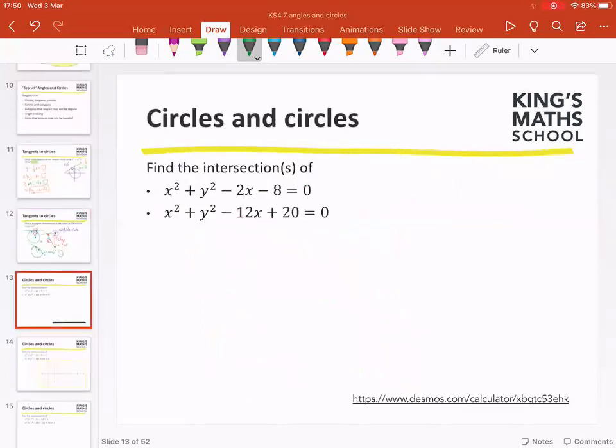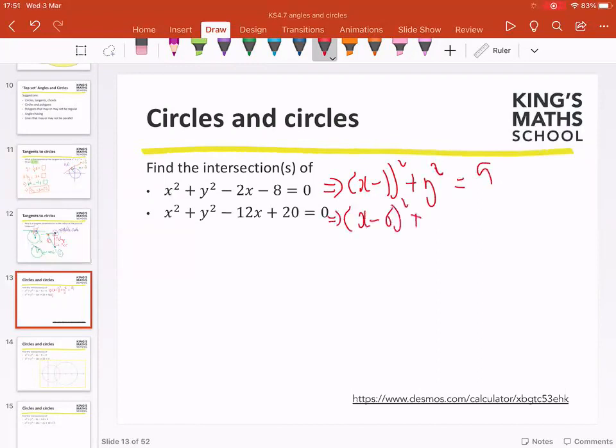Okay, so let's think a bit about circles and circles intersecting. Now, there is an argument here, which is, how do they even know these are circles? Well, you could complete the square. Remember, we have done some completing the square practice. So they could write this as x take away 1 squared plus y squared is equal to 9. And then this one is x take away 6 squared plus y squared is equal to 36.